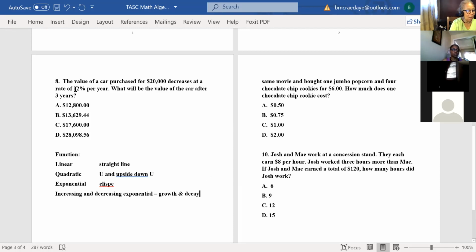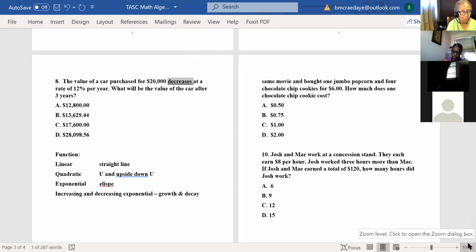Number 8. Does it fall under exponential growth or decay? First of all, this is exponential decay, because it says what? Decreases. That's your key right there. If it's decreasing, it's exponential decay. Now, I'll give you the formula and I want to see if you can solve it.